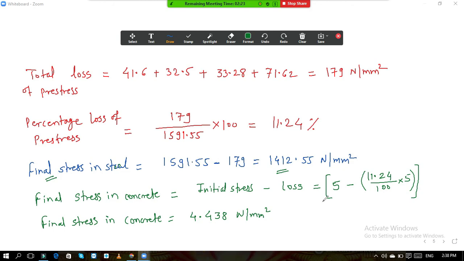So in this way you can calculate the losses in the members. It is very easy. Now for the next problem, we will take a little bit more complicated problem that requires some tedious calculations. So take the next one, the pre-tensioning beam.